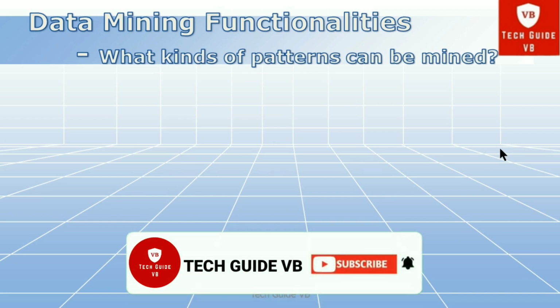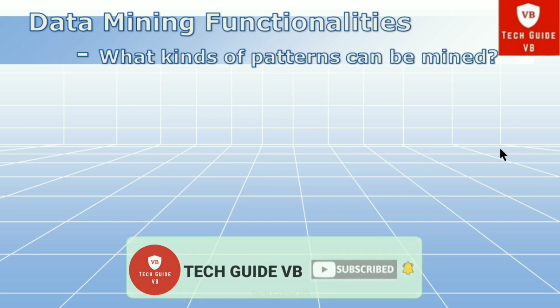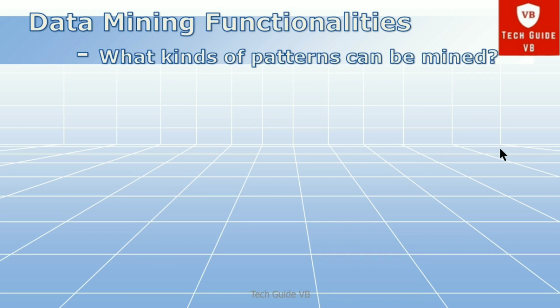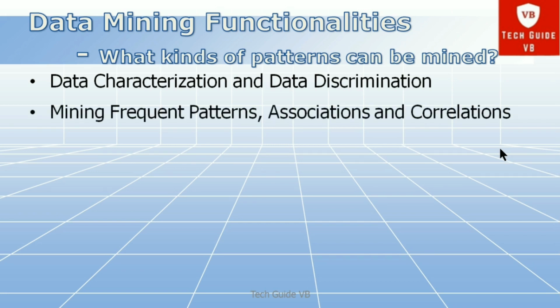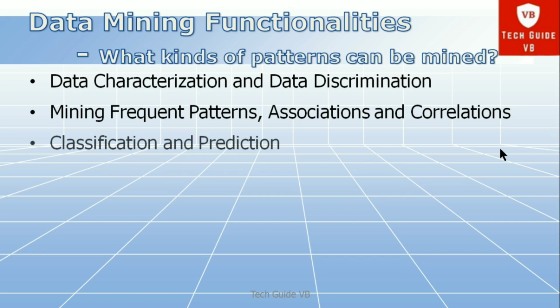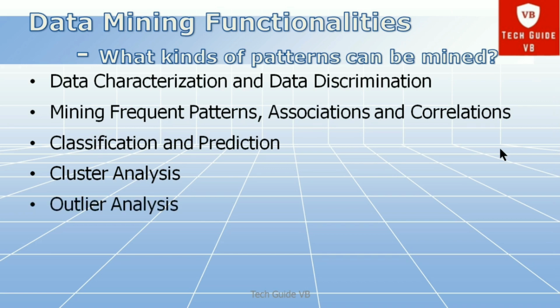So what kinds of patterns can be mined through data mining, that we will try to figure out. In this session we will see data characterization and data discrimination. Then we will see mining frequent patterns, associations and correlations. Then we will see classification and prediction. After that, cluster analysis, then outlier analysis and evolution analysis. These are all the data mining functionalities we will see in today's session.